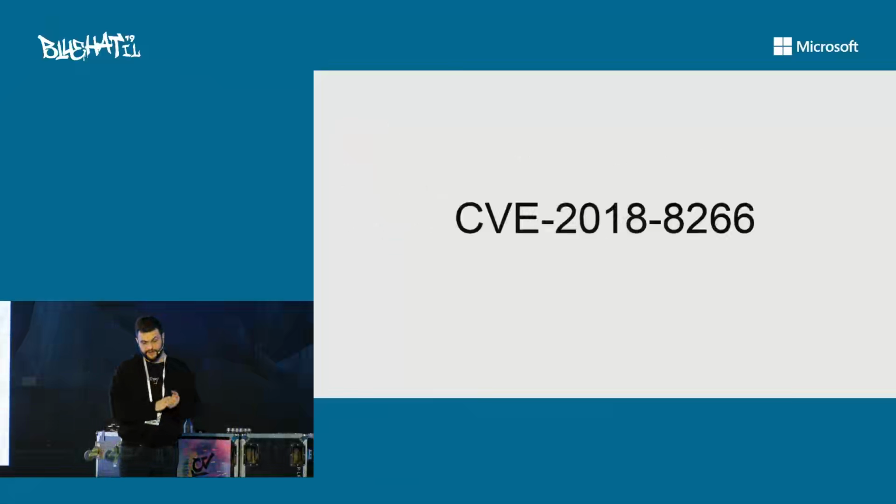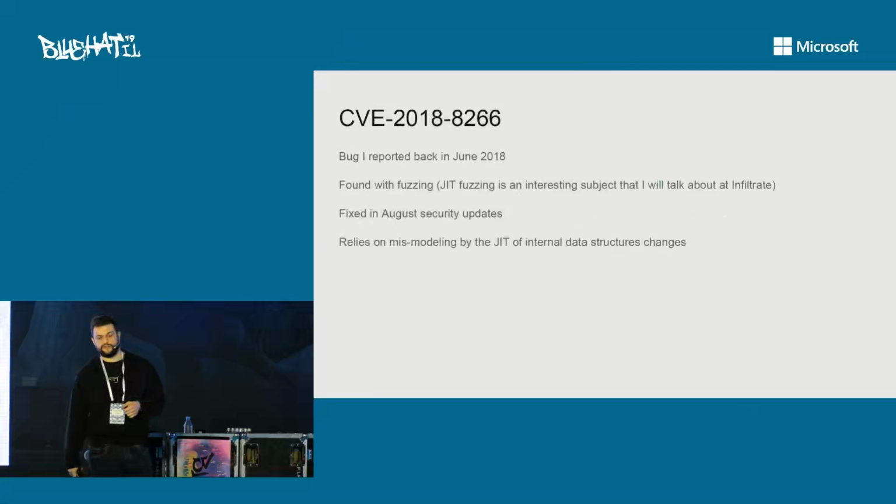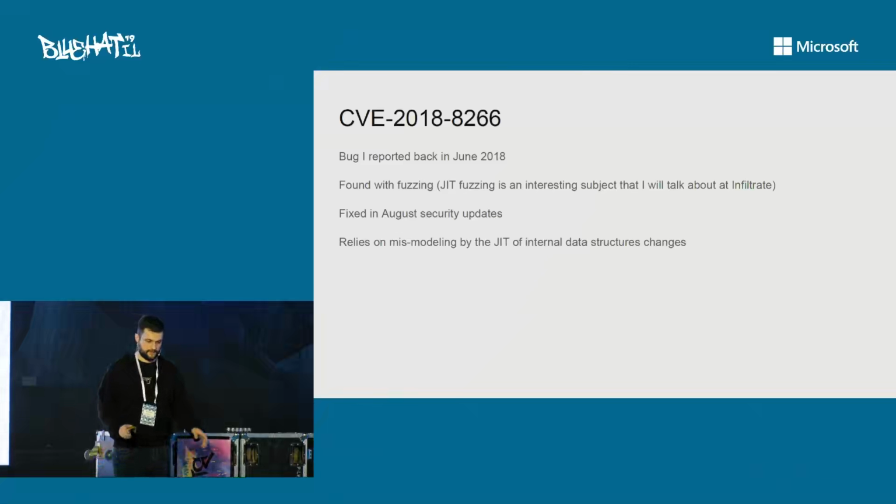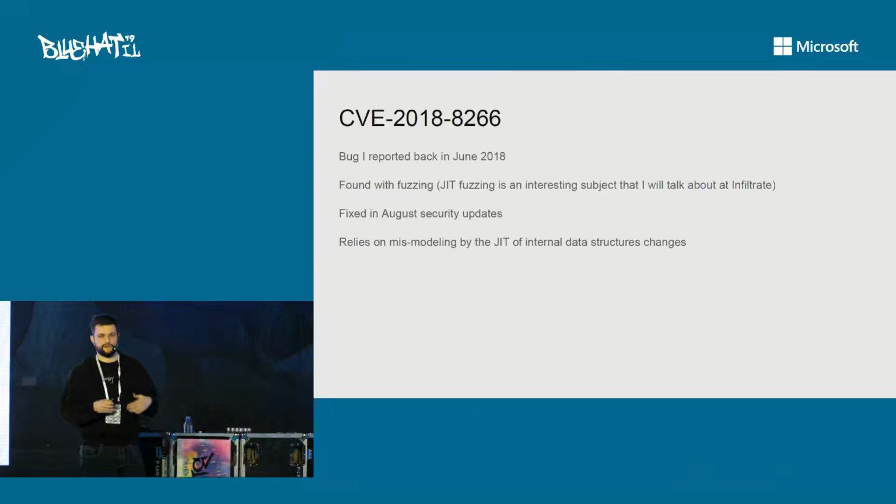So finally we get to a bug that I will walk through with you. It's a bug I reported to MSRC last year. It's a JIT bug, of course. I found it with fuzzing, which I'm not going to discuss the approach of at all because it's too complicated. I will talk about that at Infiltrate if you want to check it out. It was fixed last August, and it basically relies on what I talked about, the JIT not accounting for certain internal things that can change with JavaScript operations.